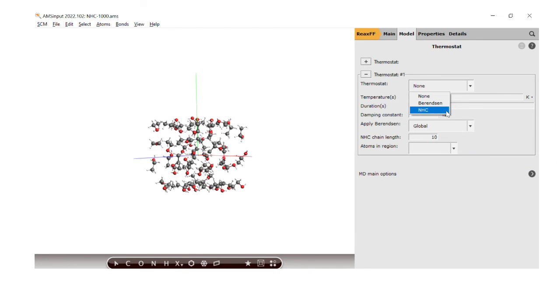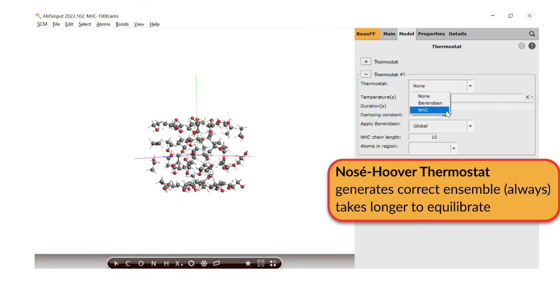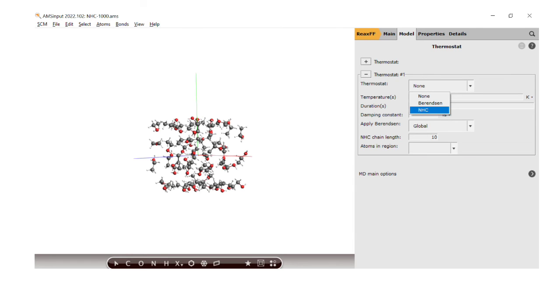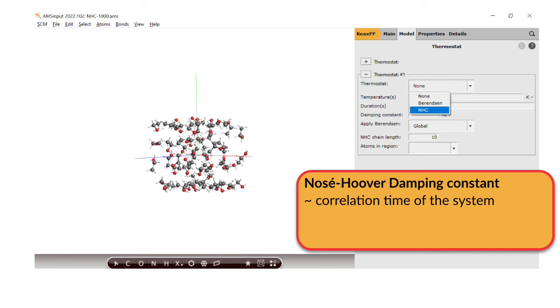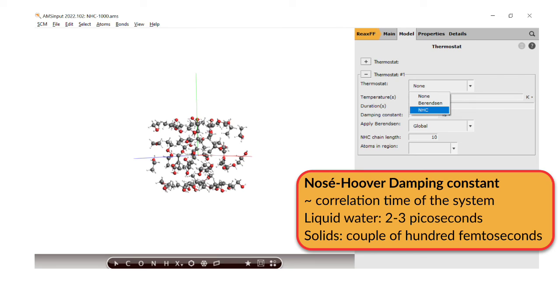The Nose-Hoover thermostat, on the other hand, is guaranteed to sample the correct ensemble, but it will take a bit longer to equilibrate. For the Nose-Hoover thermostat, the damping constant should roughly correspond to the correlation time of the system. That's the time it takes for the system to forget a disturbance. In liquid water this is 2 to 3 picoseconds, and for solids it's up to a couple of hundred femtoseconds. Setting it longer won't hurt, but it will make the thermostat settle slower.